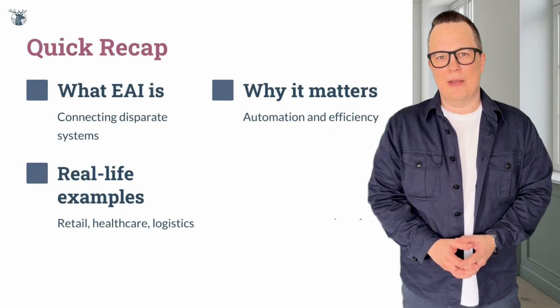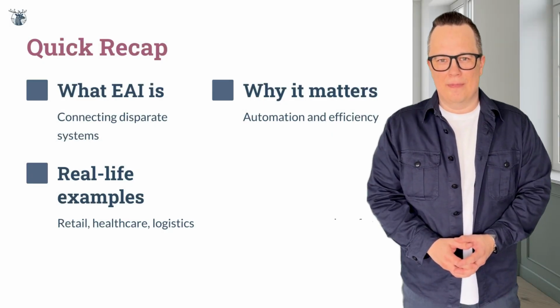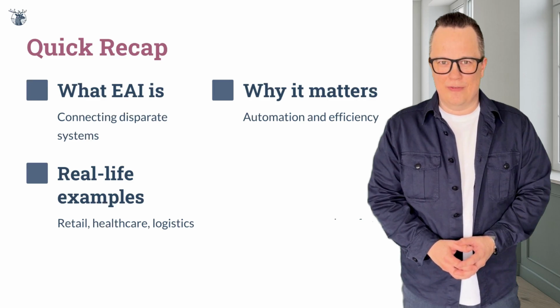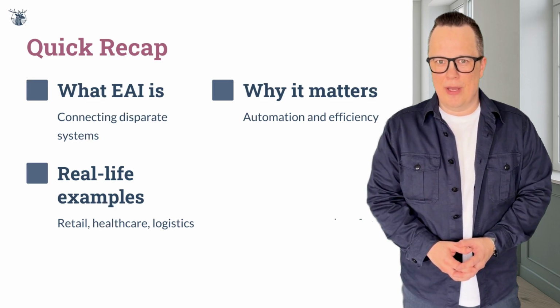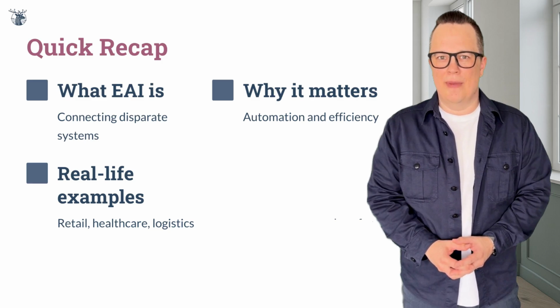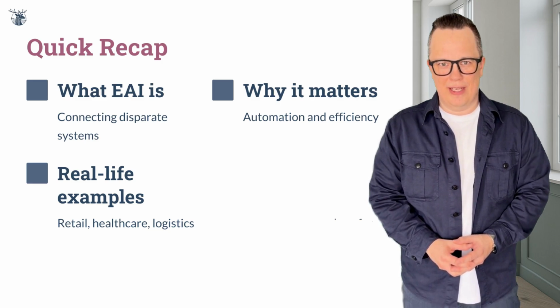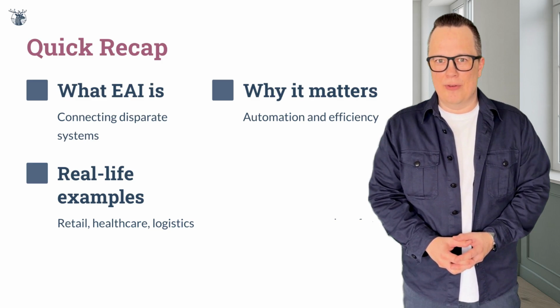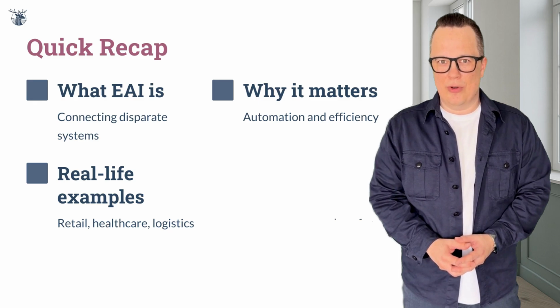Let's wrap up this lesson with a quick recap. First, we introduced the idea of Enterprise Application Integration, EAI, which is all about making different systems work together. You saw why this matters. Without integration, data gets stuck, work becomes manual, and everything slows down. With EAI, we connect systems, automate flows, and support real business processes.